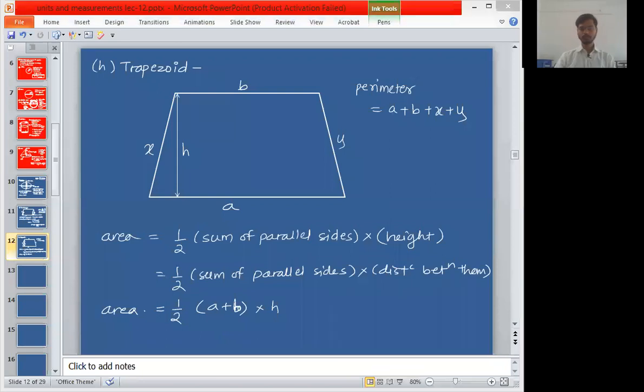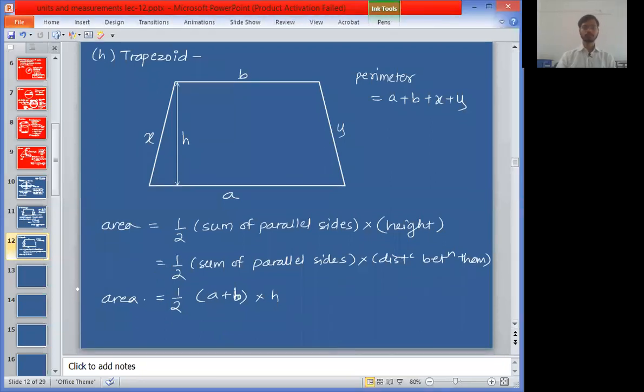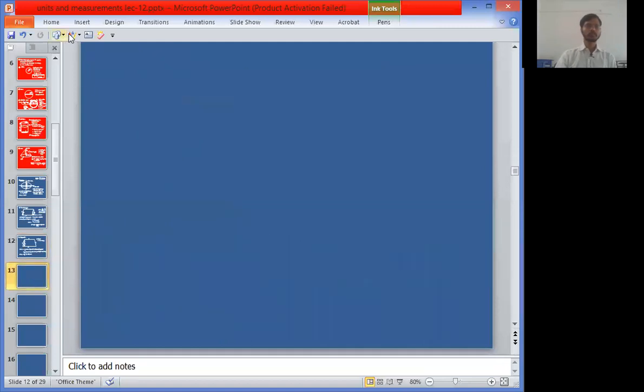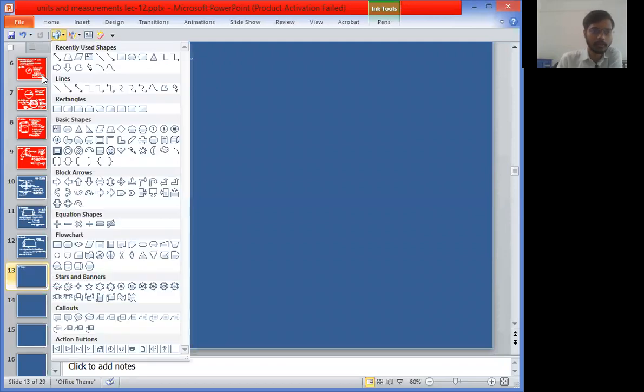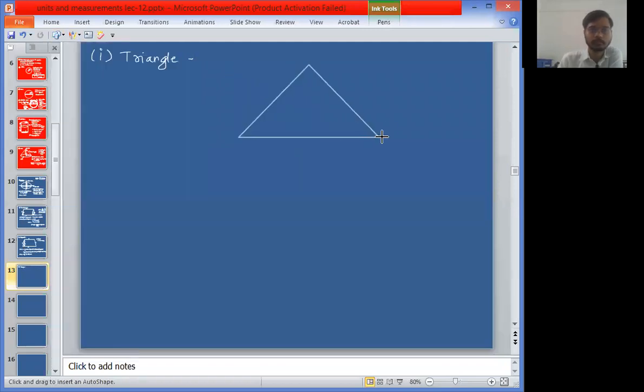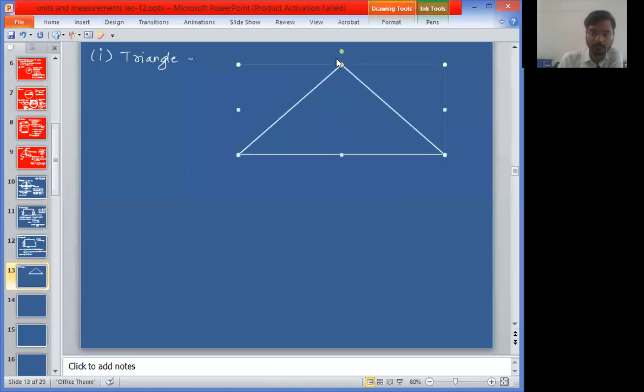Next. Next shape number I is triangle. Okay. Let's draw the triangle. Let's see where the triangle is. Here it is. We don't want equilateral triangle. We want any random shaped triangle. Like this. Now we have a random shaped triangle. Like this. Or like this.